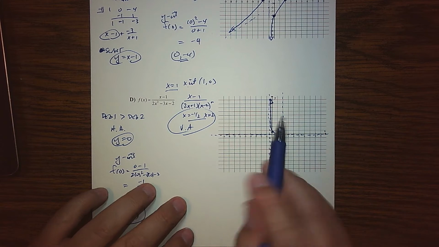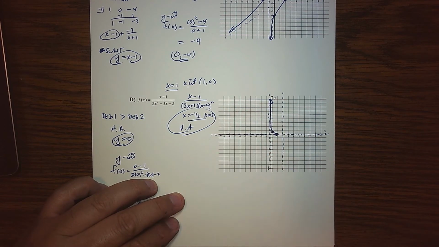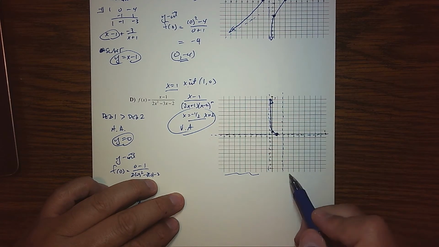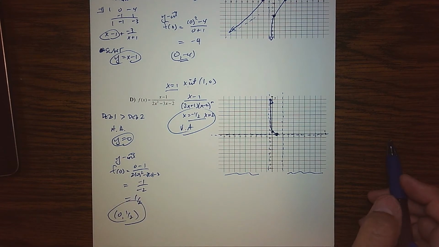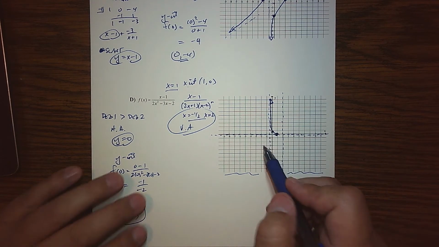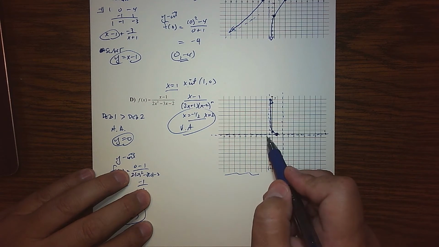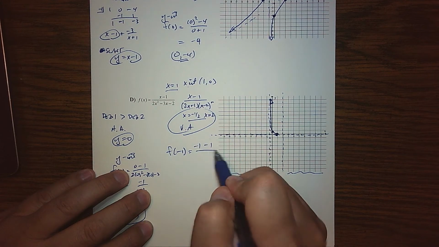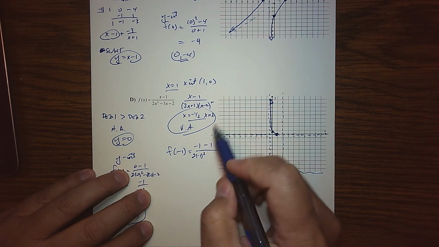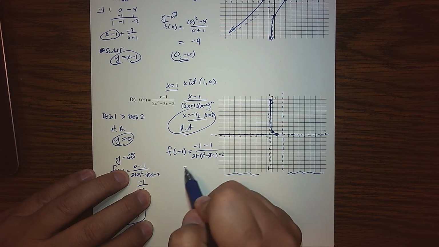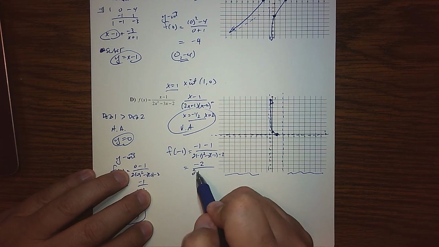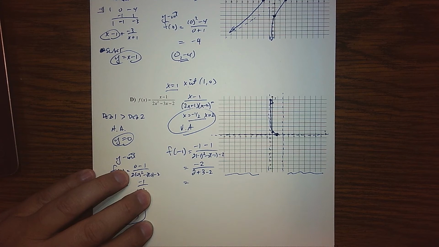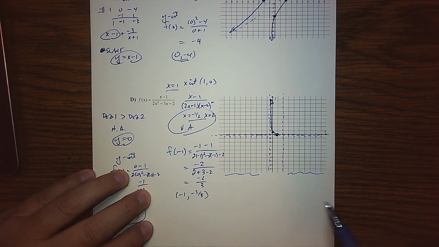So what I would recommend, notice we really don't know what's happening in this area, and we really don't know what's happening in that part of the domain. So perhaps what I do is I point plot something over here, like let's say -1. What is f of -1? So when I plug that in, I get -2 over 2 plus 3 minus 2, and it looks like we get -2/3. So (-1, -2/3) is a point on my graph.